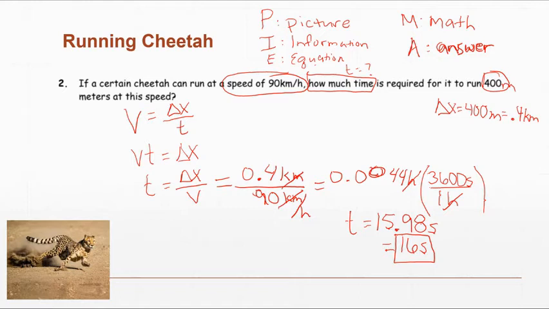They do want a more exact answer, but you do want to round at some point. So just make sure that your answer is reasonable for the type of problem that you're doing.